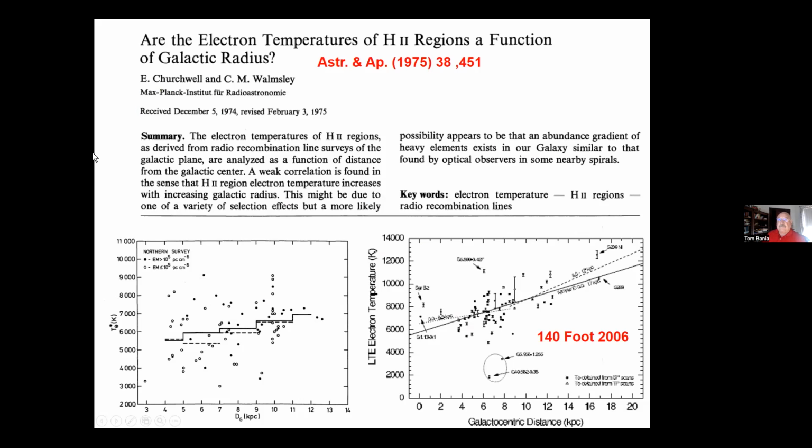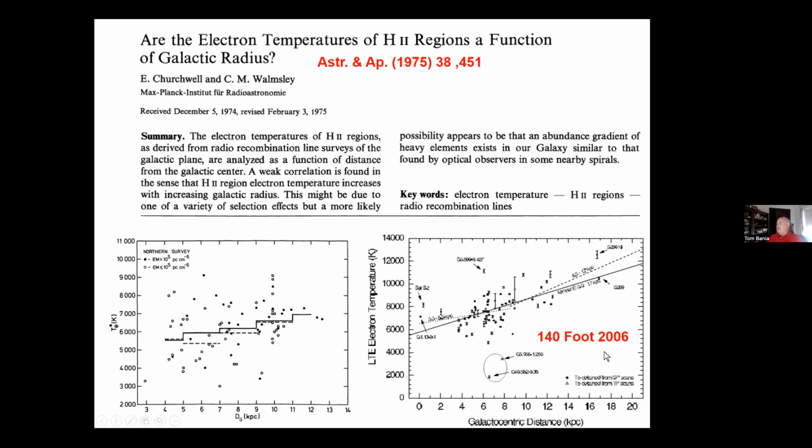So now that we have the census, we're beginning to mine the fruits of our labors. One of the things that we look at is the metallicity distribution in the galaxy. Now, how can we do that with recombination lines? Well, the first hint of this came out of the Bonn group in the early days, 1975, where Ed Churchwell and Malcolm Walmsley published a paper, "Are electron temperatures of H2 regions a function of galactic radius?" This is their plot. They were right, but seriously, it was a bit of a reach as far as I was concerned.